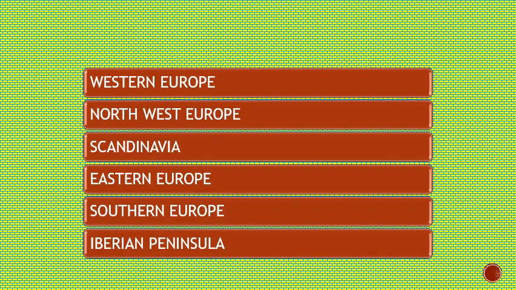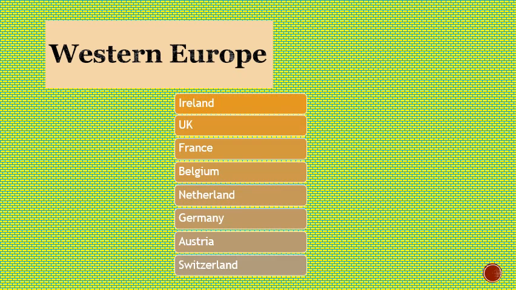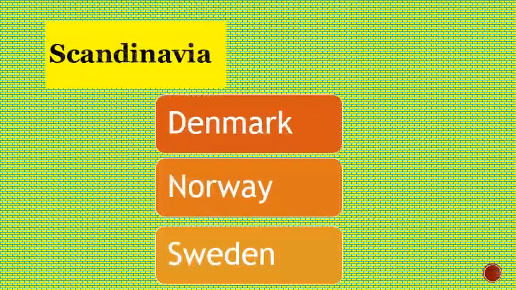So coming to Europe, we will be learning six types of regions, that is West, North, Scandinavia, Eastern, Southern, and the Iberian Peninsula. Under this, there are lots of countries. In Western Europe, we will learn about Ireland, UK, France, Belgium, Netherlands, Germany, Austria, and Switzerland. It is known for cultural tourism. In Scandinavia, it is all over Denmark, Norway, Sweden. It is hiking and trekking here because of the hilly mountain area.